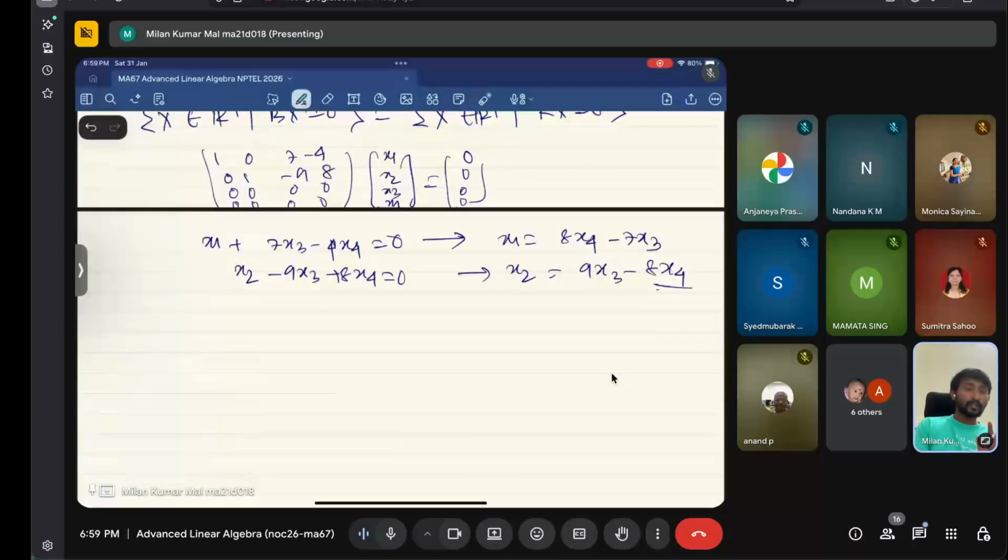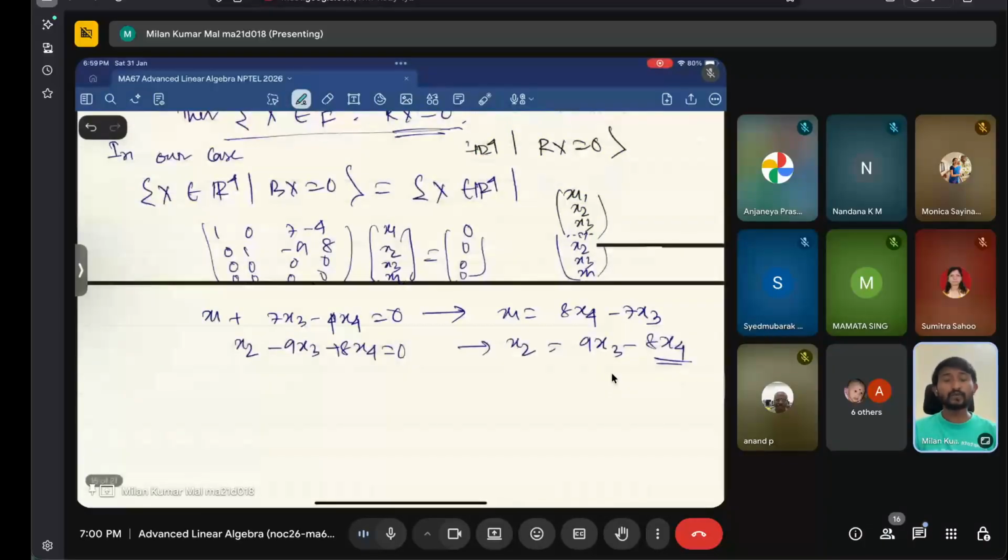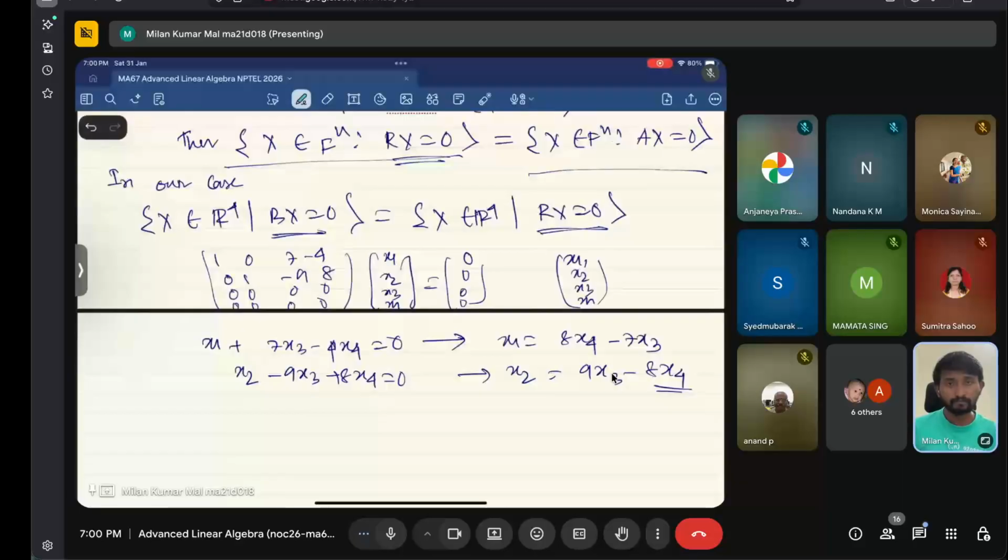So one thing you can look at from here is that if you want to get the solution space, you have to find some vector x1, x2, x3, x4 which should satisfy this relation, which should satisfy Rx equal to 0. This is what it turns out to be, right? Now we have to find x1, x2, x3, x4. This was our main target.